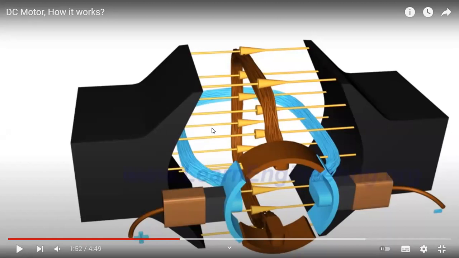minimize the irregular motion of the rotor of the DC machine, then we must add another coil, क्योंकि हम जितना ज्यादा कॉइल को ऐड करेंगे तो क्या होगा। If we add two coils, you can clearly see the blue line is one coil, and this copper, in yellow color, is another coil.